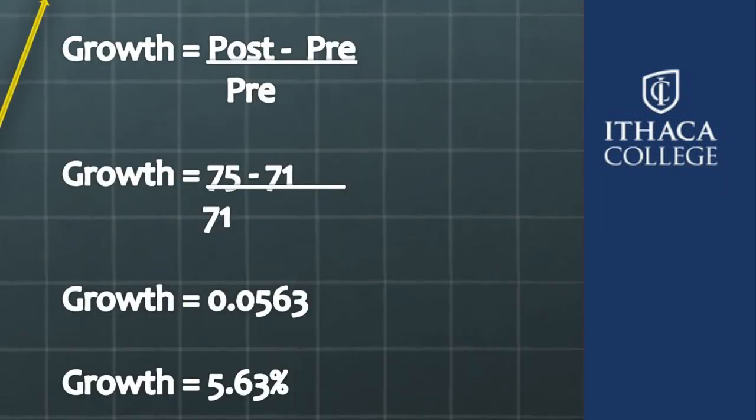Here I've calculated Lewis's rhythmic score improvement by subtracting his pretest from his post-test and dividing it by the pretest. And that comes out to a growth of 5.63% for his rhythmic measure.